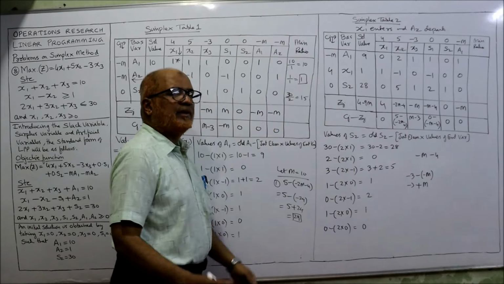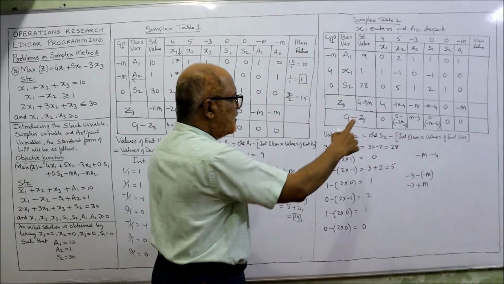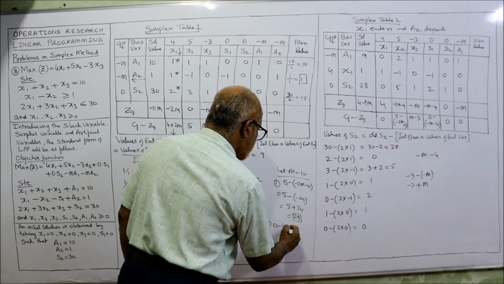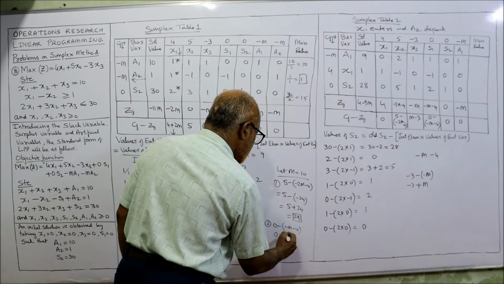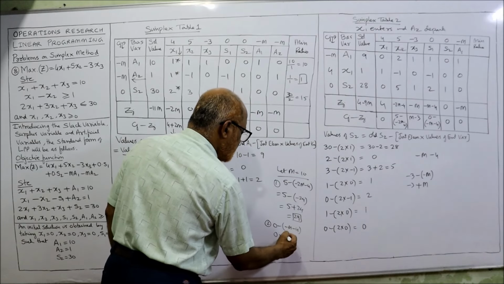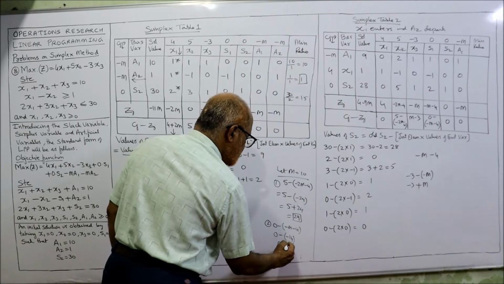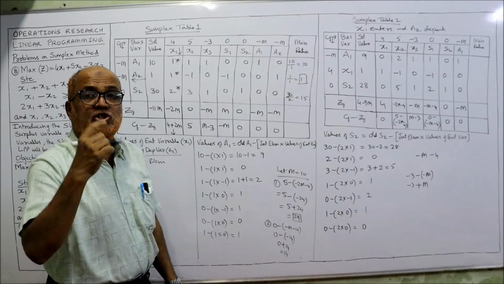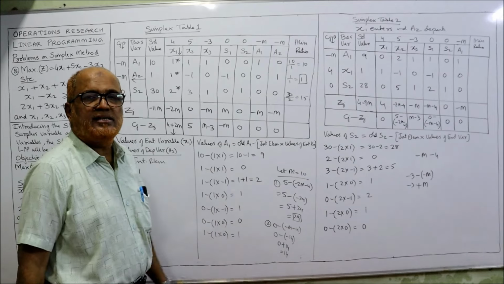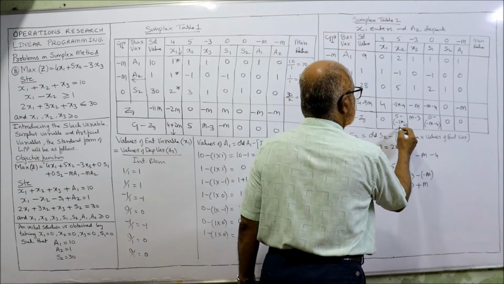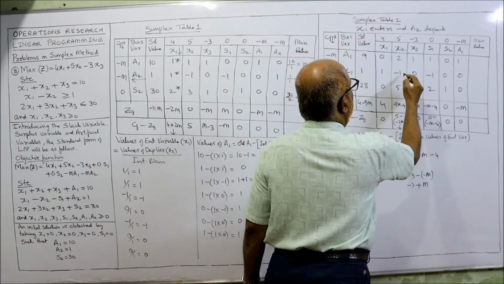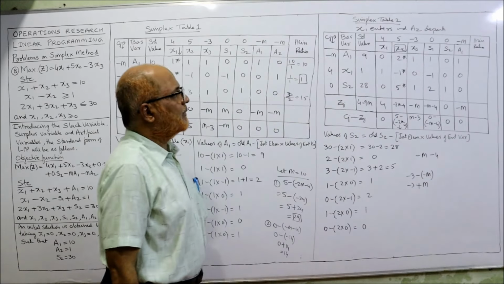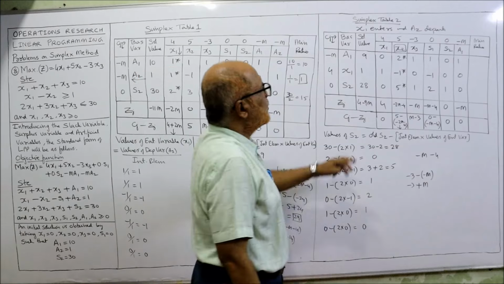Second, m minus 3. 10 minus 3 is 7. Then 0 minus m minus 4. 0 minus 10 minus 4 is minus 14. So 0 plus 14 is equal to 14. Now whichever is highest positive we have to select. So 29 is the highest positive. So in the next iteration, next table, x2 will enter.